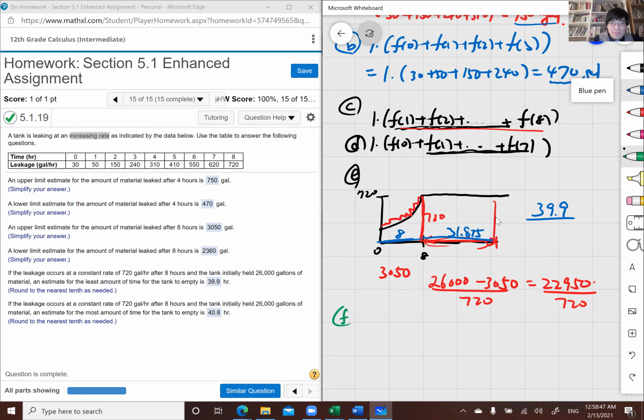Okay, finally for part F, what is the most amount of time for the tank to empty? If we assume the leakage to be the smallest in the first 8 hours, the leakage is only 2360 for the first 8 hours when we take a left endpoint, the lower estimation. In that case, we only lose 2360 gallons in the first 8 hours. And again, after that, you lose 720 each hour, so divide by 720 to get the number of hours. So just change that part.